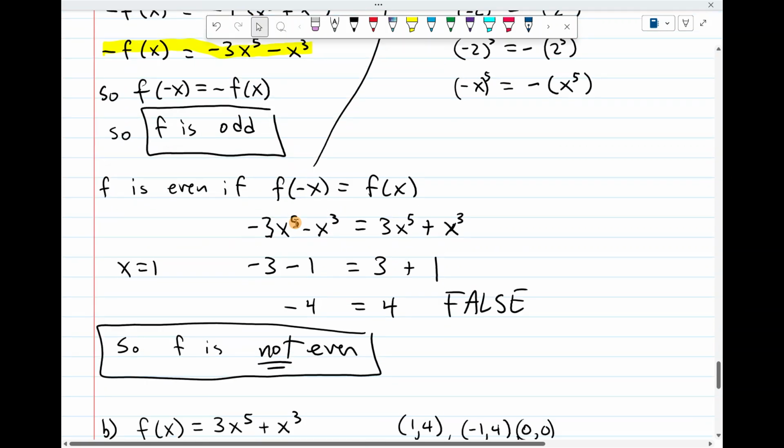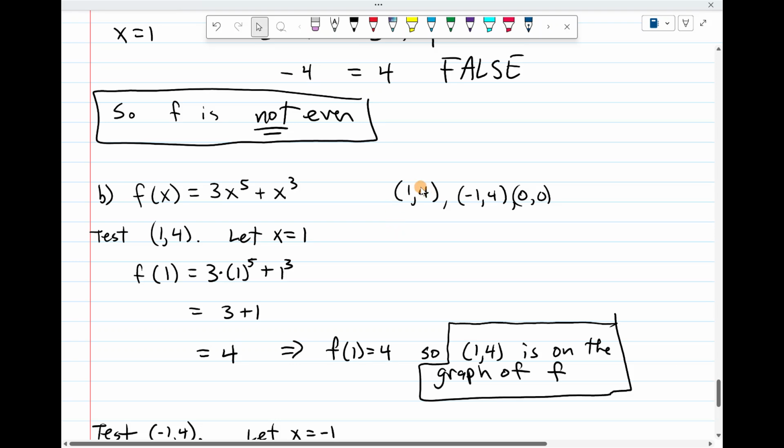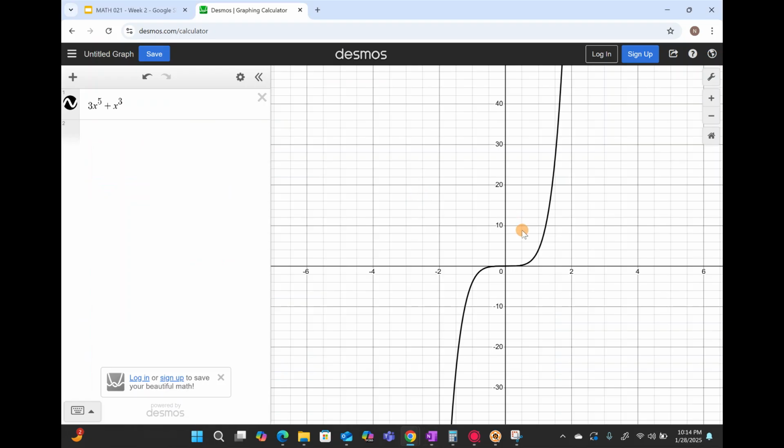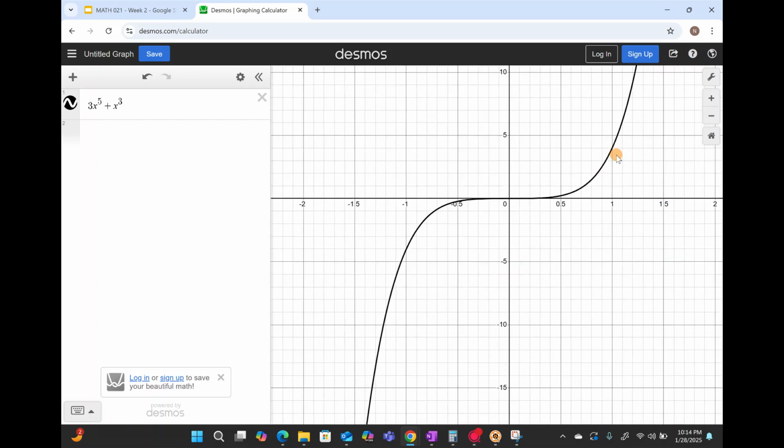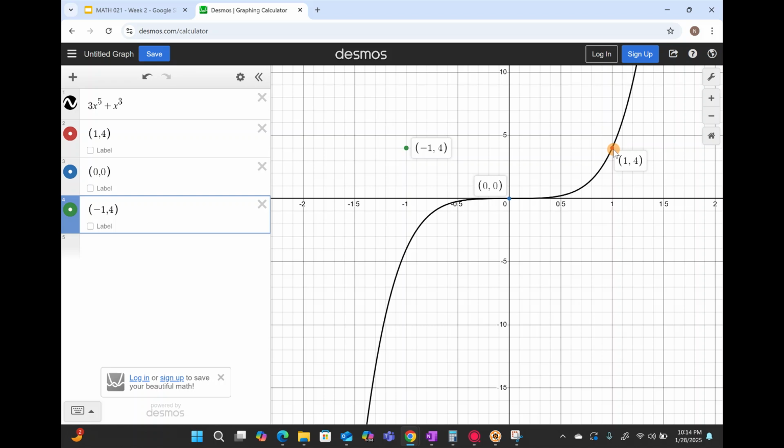F is definitely odd. Next, I want to check that 1, 4 should be on the graph. I'm going to zoom in a little bit for this. So let's find 1, 4. That is correct. 1, 4 we said was on the graph, and indeed it is. How about 0, 0? That is on the graph. That's what we said. And then we said negative 1, 4 was not on the graph, and you can see that that is true. So all of our conclusions were correct.